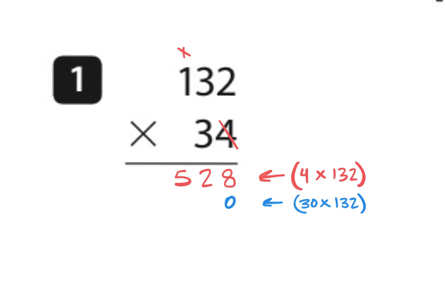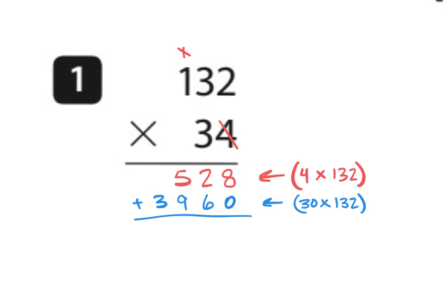Okay, so let's get started. 3 times 2 is 6. And then 3 times 3 is 9. And then 3 times 1, we know that's 3. Okay, and now we can add these together because that's what we do with partial products, right?